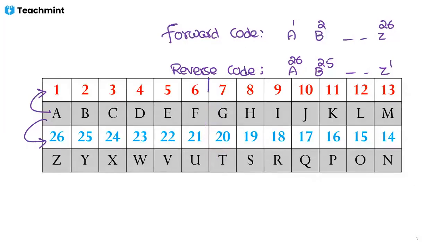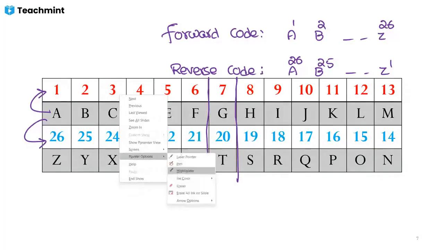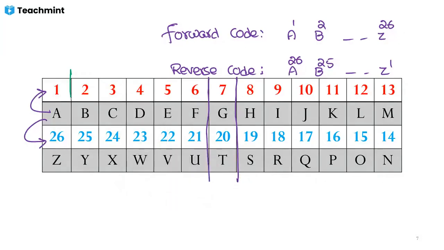In that entire column, one is forward code, one is reverse code. So G forward code is 7, reverse code is 20. T forward code is 20, reverse code is 7. So you have an advantage when you write like this. Reverse code and forward code, both can be taken care of. And there is one more logic called pairs.